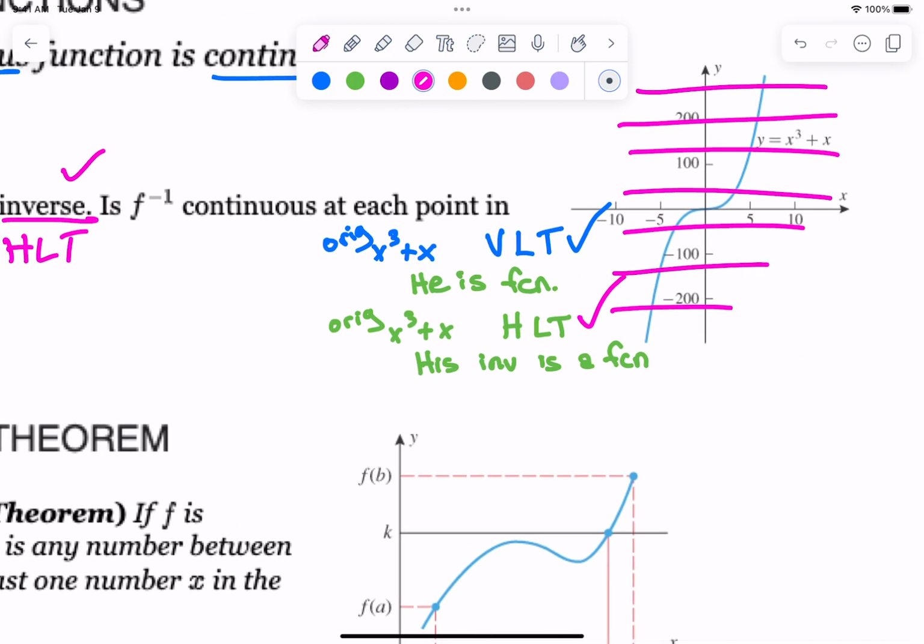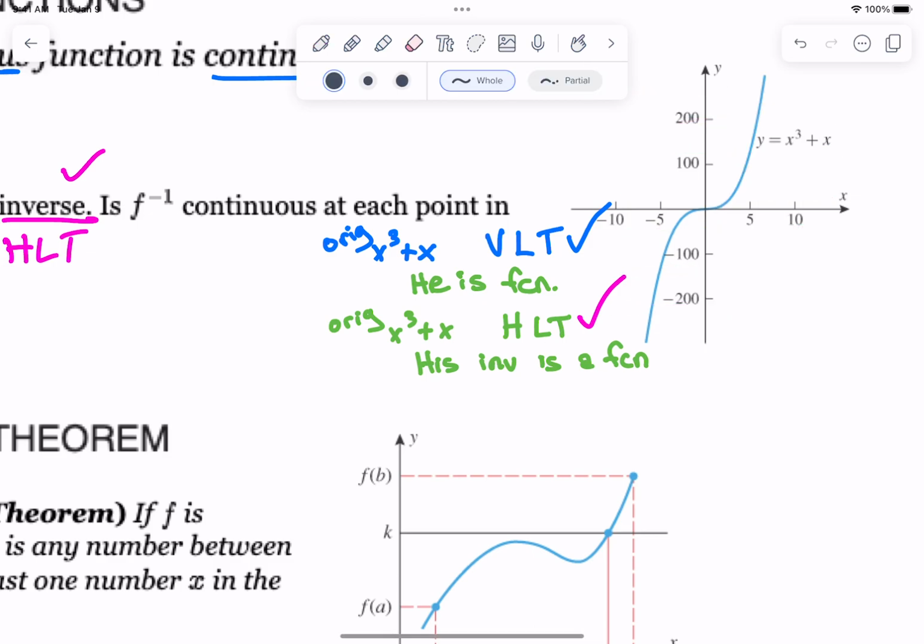Is the inverse continuous? Yeah, because it works on the horizontal line test. Oh, maybe not. Wait, why? It's a function, but not all functions are continuous, right? So its inverse is a function, but is it continuous? How do I judge whether it's continuous or not? If it has a hole.